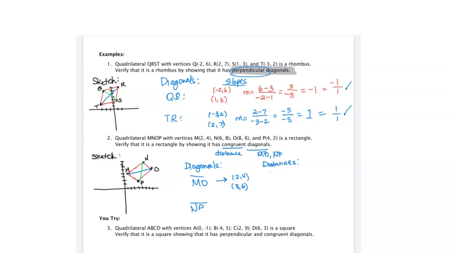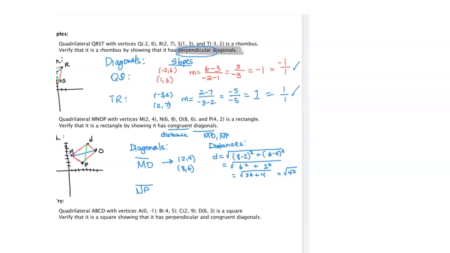So for MO, we have that the distance is equal to the square root of 8 minus 2 squared plus 6 minus 4 squared, which gives us the square root of 6 squared plus 6 minus 4, which is 2 squared, which will give us the square root of 36 plus 4, which is equal to the square root of 40.